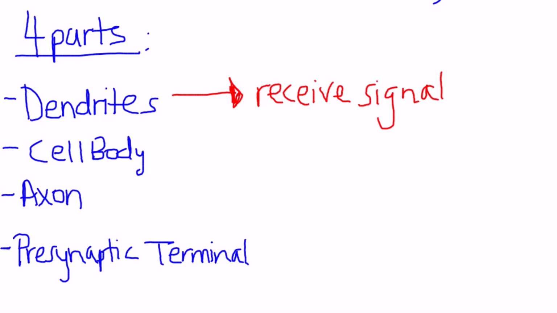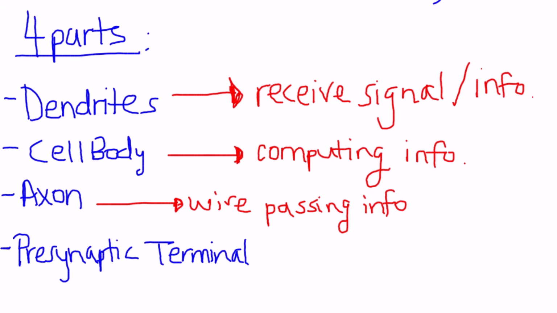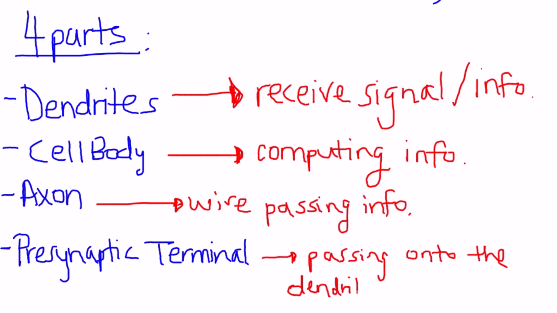The cell body is responsible for computing the information that has just been received. Sorry, let me just add in signal/info. And the cell body computes the info. The axon is, in a sense, the wire passing the information on. And the presynaptic terminal is responsible for passing the info on to the dendrites of the next neuron. So let me just write that in.